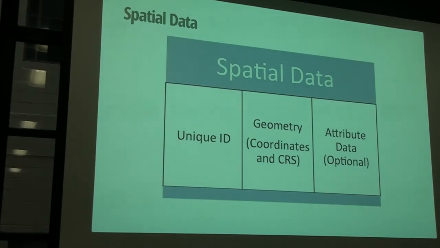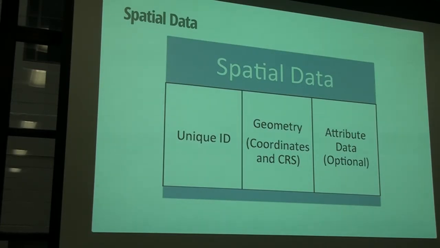With the coordinates, we could locate the spatial entity onto a map. And then we have the CRS, the coordinate reference system. It is a geographical measurement system for the coordinates. And lastly, we have the attribute data. It is basically the normal data we use to manipulate or visualize. And this is the components of spatial data.